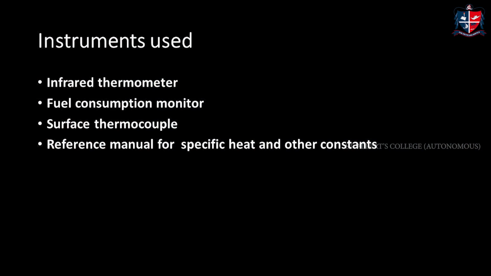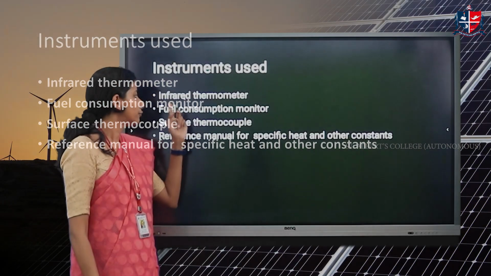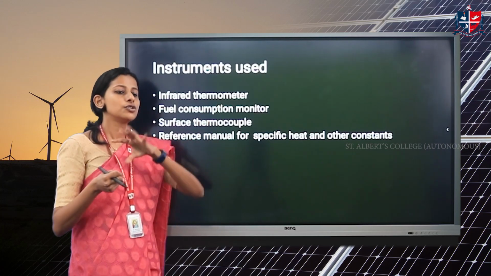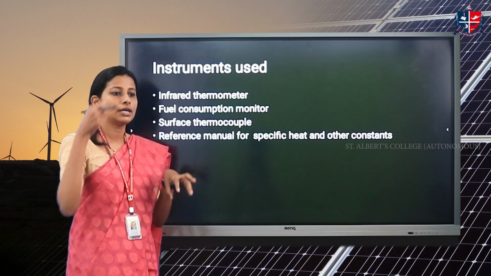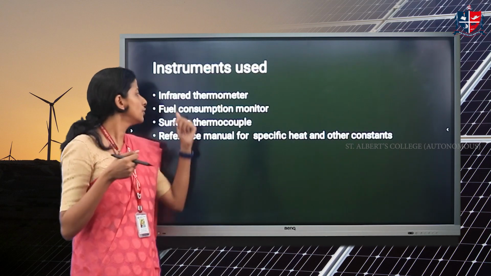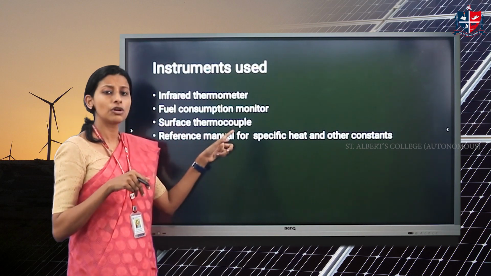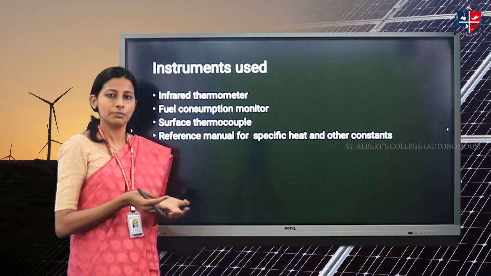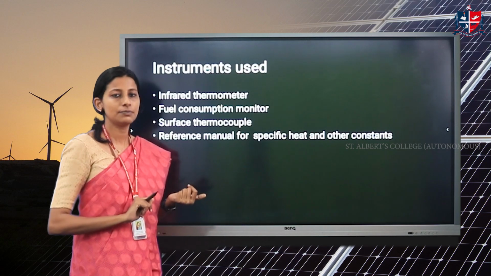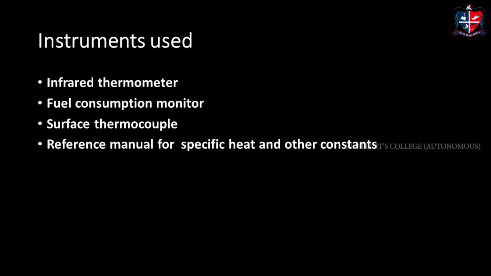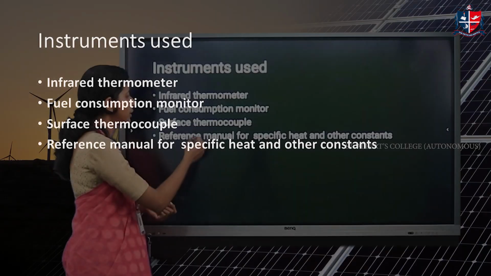For that, we need different types of instruments. We need an infrared thermometer. We know the infrared thermometer is a non-contact type. To know the inner temperature of a furnace, you cannot directly keep a thermometer there, so you use an infrared thermometer. Then we have a surface thermocouple, basically to know the surface temperature. For that, you can use a direct contact type thermometer. Also, we have a fuel consumption monitor. As I said, we need to know how much fuel is being consumed, so a monitor has to be kept.